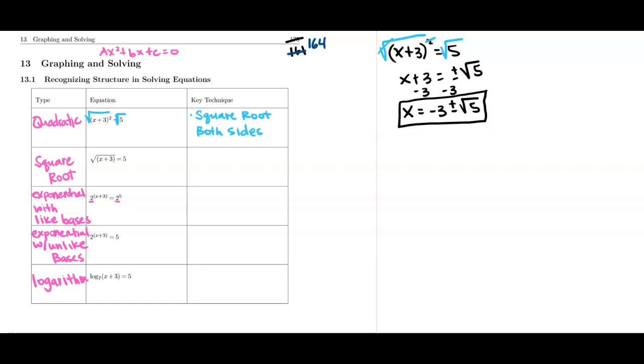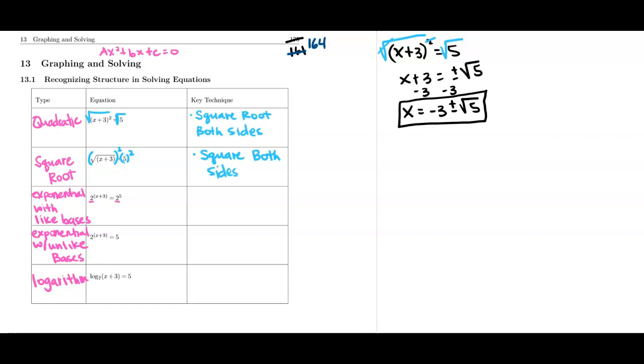All right, what about this second one down? So it's a square root, right? And we just got done saying the way to undo something that's squared is to square root it. So on this one, the way to undo something that's square rooted is going to be to square both sides, right? So I will square this side and square this side. Okay, so my key technique here is just to square both sides.